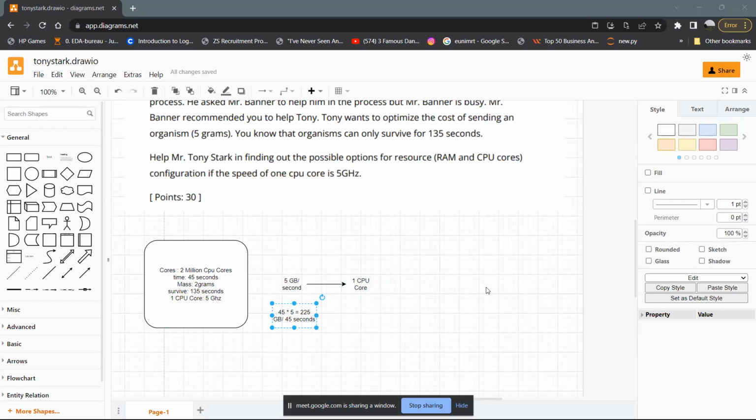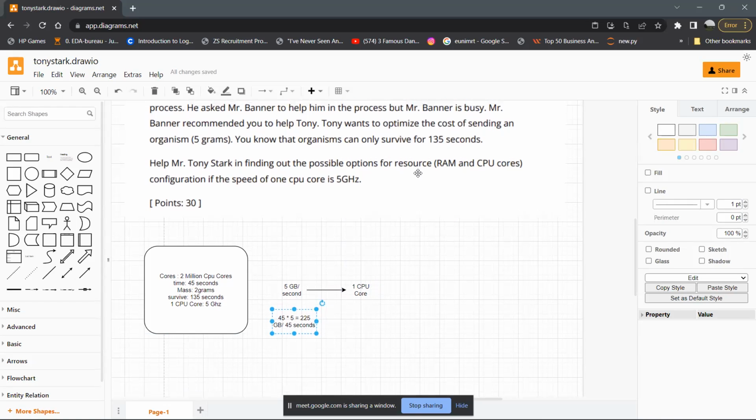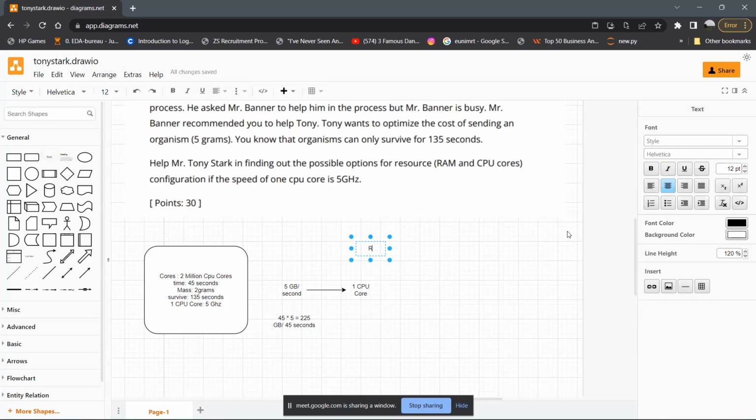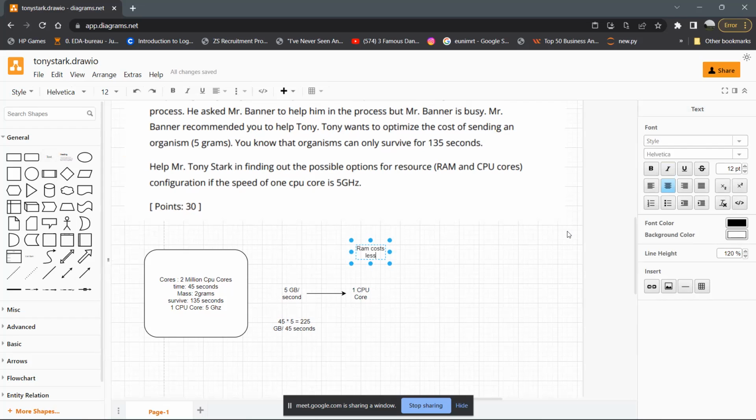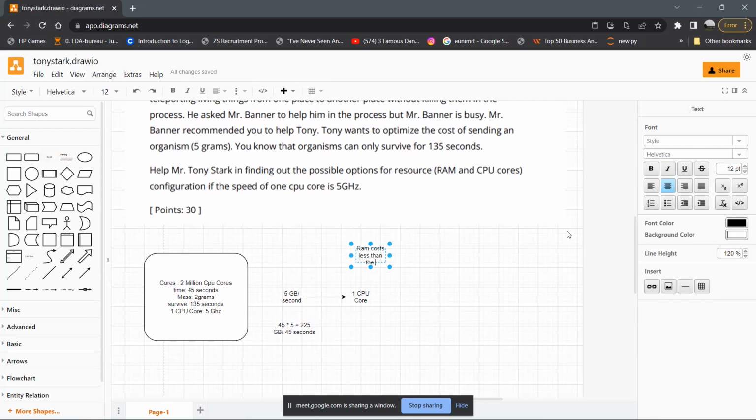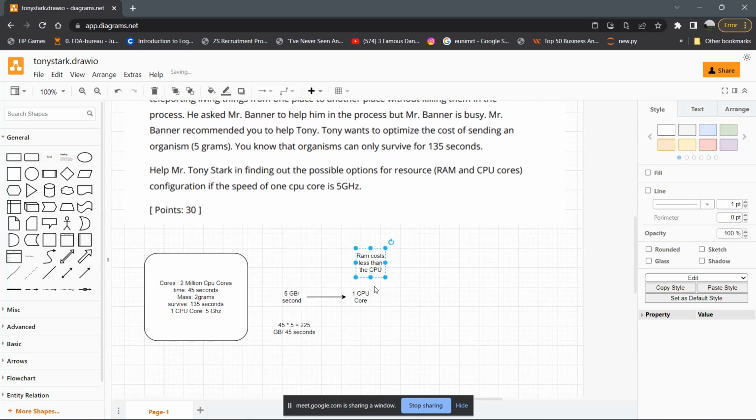CPU? No, if he gets more CPU cores, that means he has to pay more, right? So RAM is always at a lesser cost than CPU. So RAM costs less than the CPU. So if you can trade off getting more RAM, then that would be better.